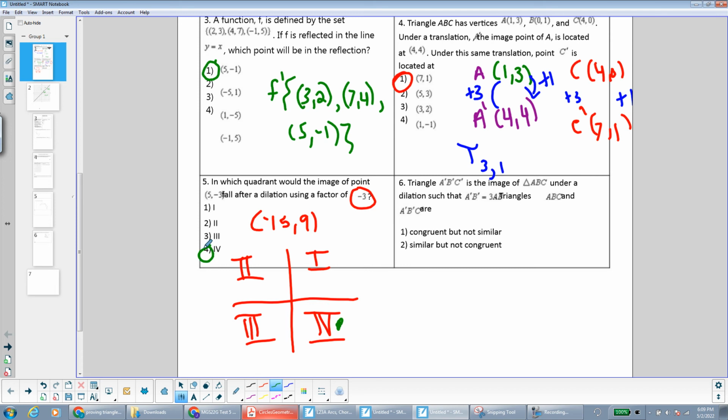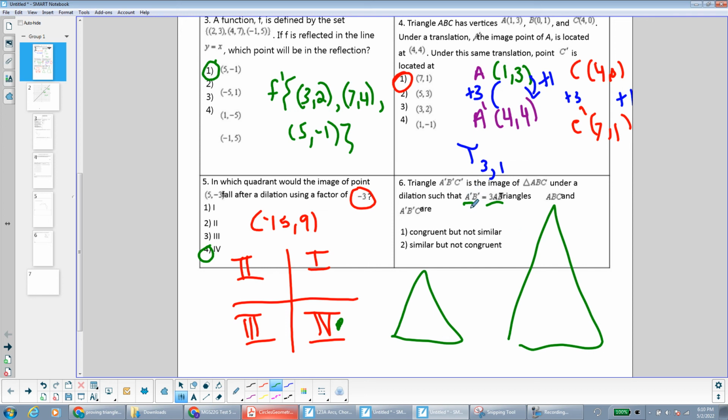Finally, triangle A prime, B prime, C prime is the image of triangle ABC under a dilation such that A prime, B prime, so a new line segment on the triangle, is 3 times the line segment on the original triangle. So let me take a look at this by making a picture. So let's say this is before the dilation and after the dilation. I see that the dilation is greater than 1. It's making bigger because the image line segment is triple the original line segment. So we are getting bigger here.